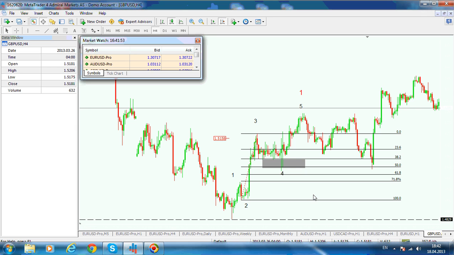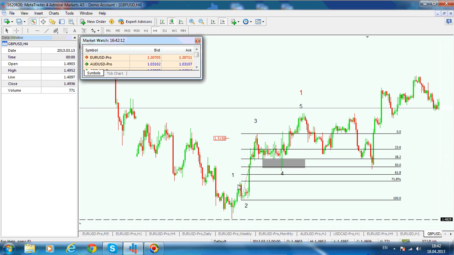Look for these two waves to alternate, meaning to be different in terms of time taken for the price to make the consolidation. So the time taken on the fourth wave in here should be different than the time taken on the second wave in here. So to alternate. Look for the shape to alternate.